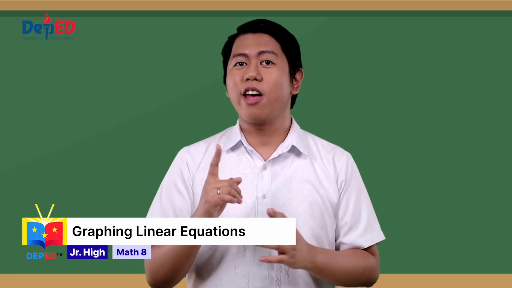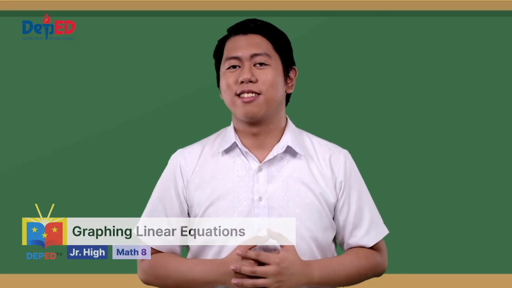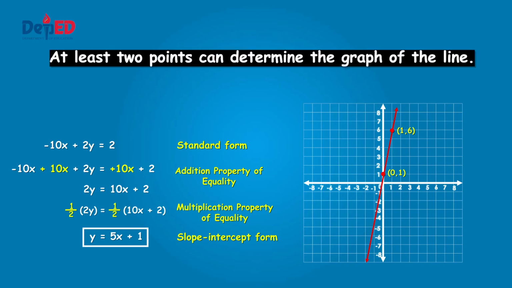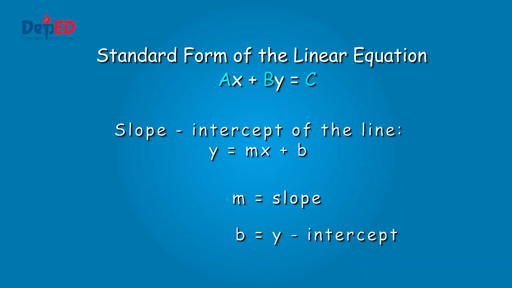Let's take a recap on everything that we have encountered in this lesson. First, linear equations have an infinite number of solutions that can be represented by graphing the line. Number 2, at least 2 points can determine the graph of the line. 3, a linear equation written in the form ax + by = c is said to be in standard form and can be written in slope-intercept form y = mx + b, where m is the slope and b is your y-intercept.